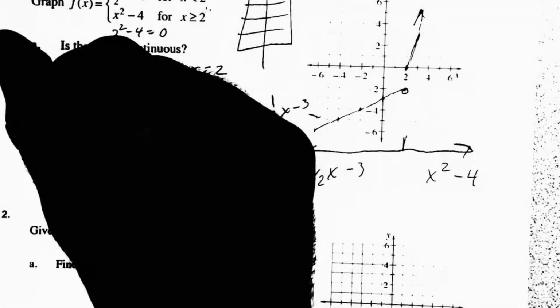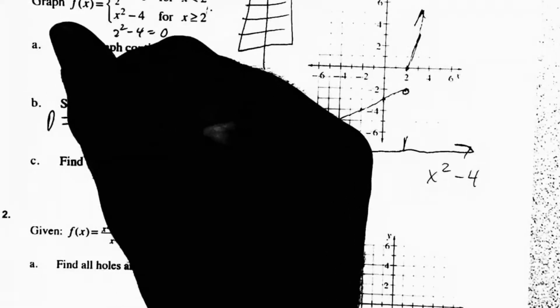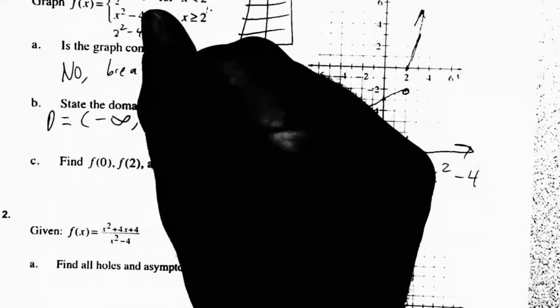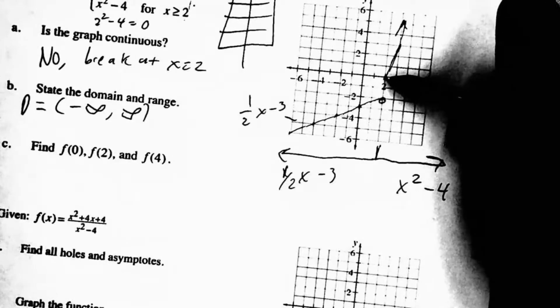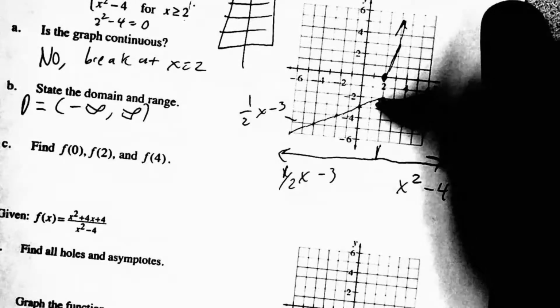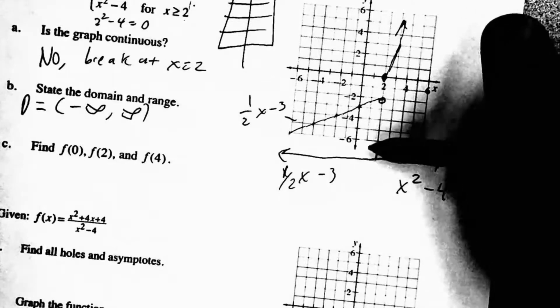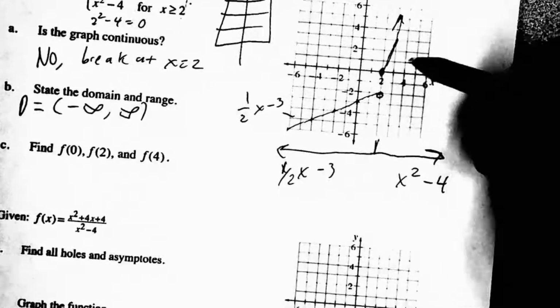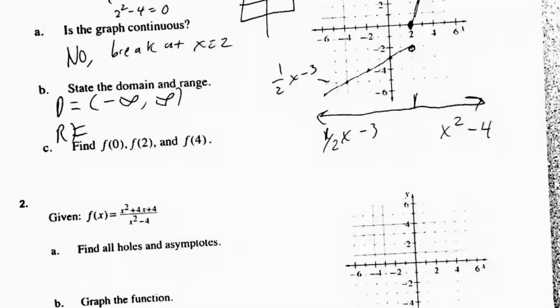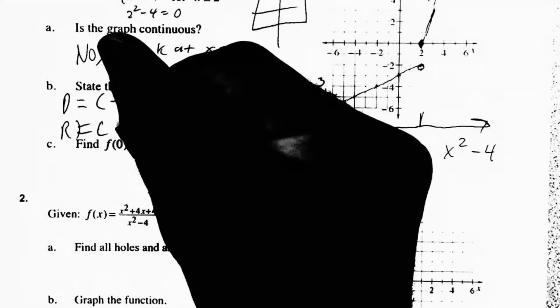Domain and range. The domain is actually all real numbers, negative infinity to infinity, because even though we have this hole here at 2, it's filled above it and open below, so it's valid. When I plug in 2, I get 0. 2 does work. 2 is part of the domain, so it's included.